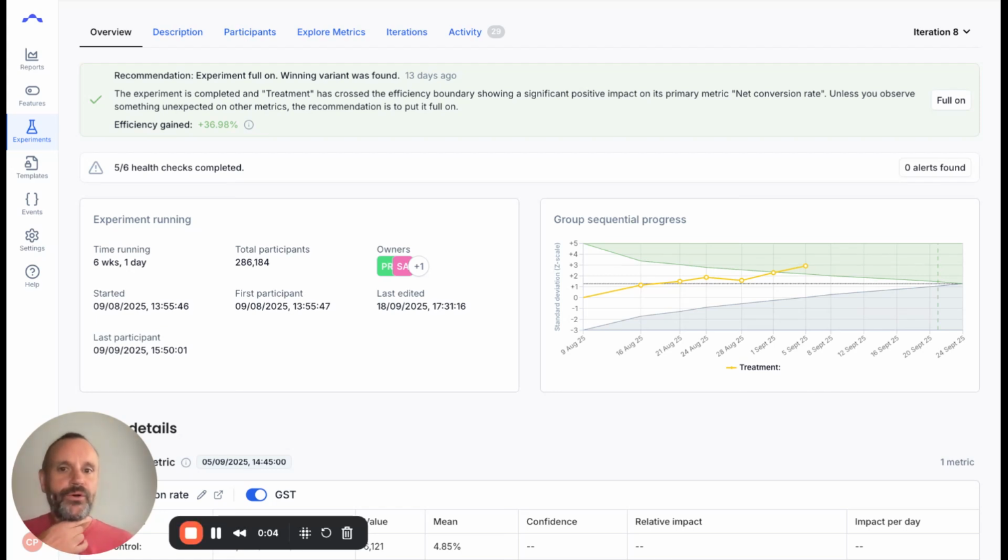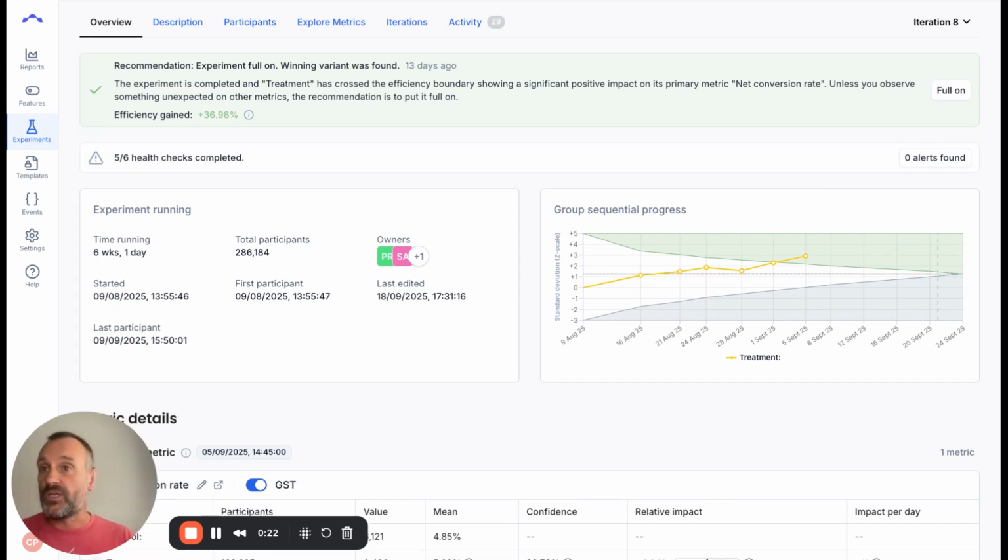In my previous video, I showed you how to set up a group sequential experiment on the ABsmartly platform. Today, I want to show you another aspect of GST, which I really like, and it's how to evaluate them, how easy it is to evaluate a GST experiment. What you can see here is an example of a completed GST experiment. Like with any other experiment, you have all the data and metadata you need to make decisions.